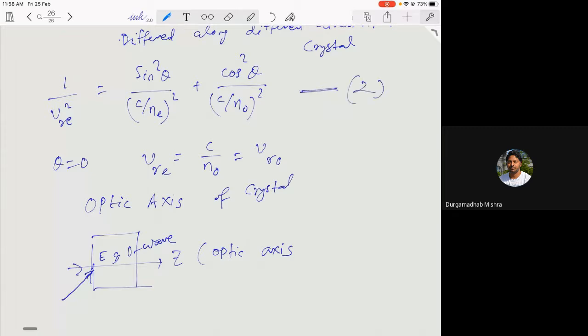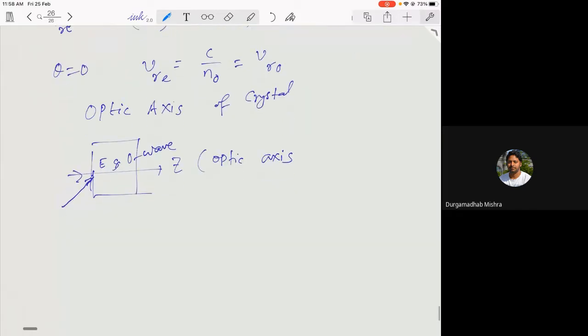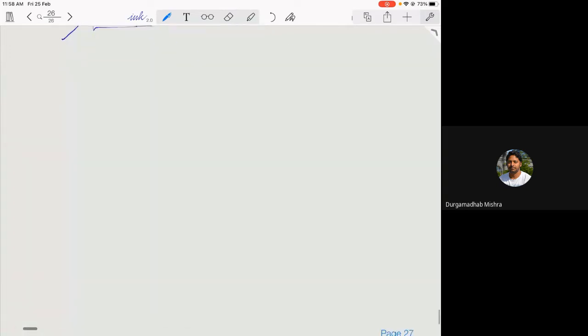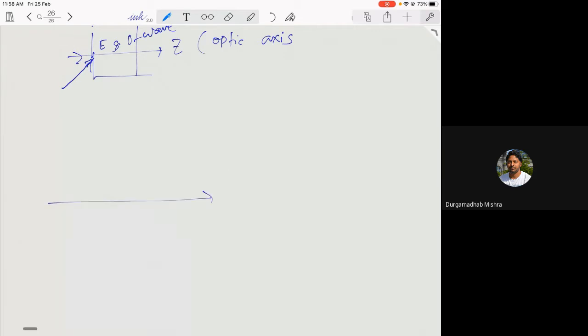And if you look at this equation carefully, it is an equation of an ellipse. So if I draw the velocity profile, let's say I take a situation where this is my optic axis. My ordinary wave would be traveling isotropically in all directions. So the crystal is isotropic for the ordinary wave, and it is anisotropic for the E wave, because your velocity depends on the direction.